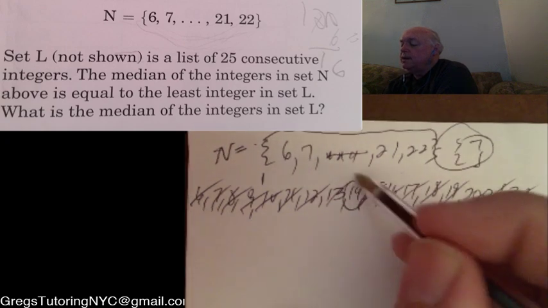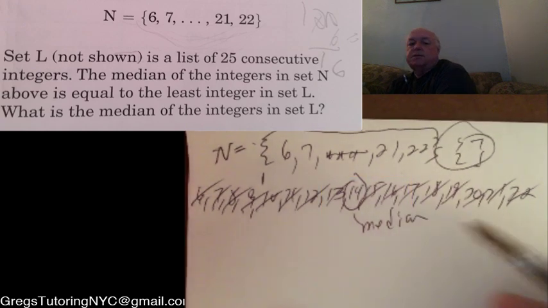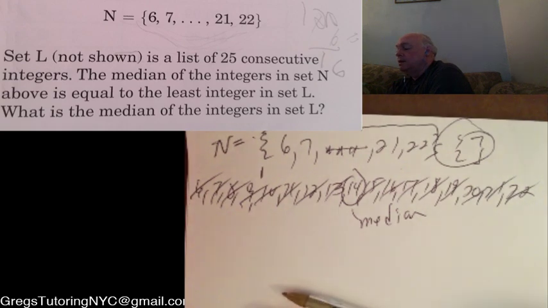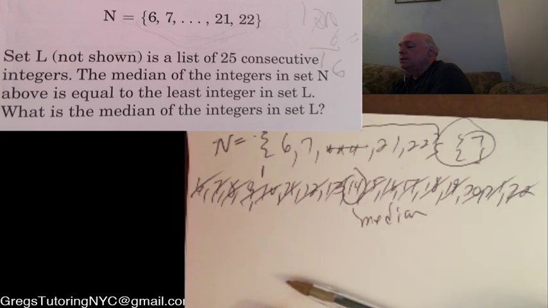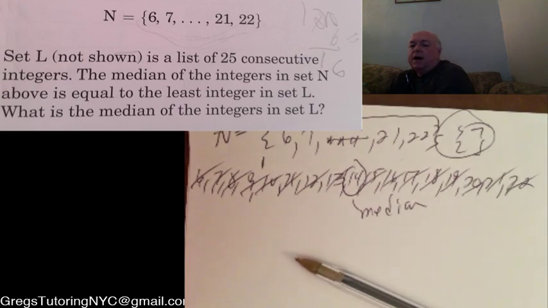So our median turns out to be 14. Now there's a mathematical way to compute this as well, okay? But on a test like the SHSAT, sometimes it's worth doing it this way, as long as you don't leave out one of the numbers.